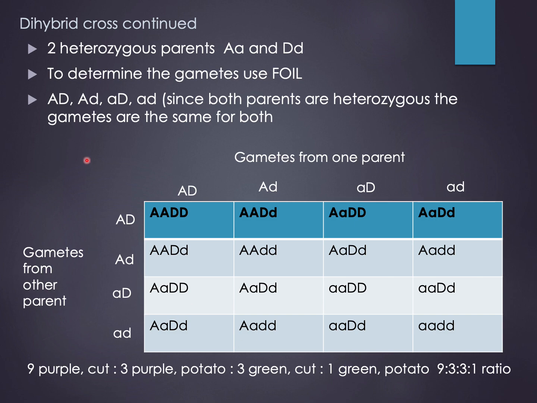Using that same example, the heterozygous parents, both are indicated still. To determine the gametes, you use FOIL. To get FOIL, remember your first is going to be this capital A, capital D, the first in each of those alleles. So there's our capital A, capital D. Then you would use the outside. So our outside is going to be capital A. The outside over here is lowercase d. So there's my capital A, lowercase d.